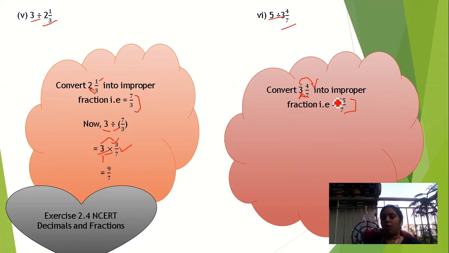Now we will divide this number by 5, that is 5 divided by 25 upon 7. In the next step we will convert this division into the multiplication, and we will shift this number, that is we will change the numerator to the denominator and the denominator to the numerator. So 5 multiplied by 25 upon 7 will change into 7 upon 25. Now this 25 is easily divisible by 5, that is 5 ones are 5 and 5 fives are 25. So our answer would be 7 upon 5.